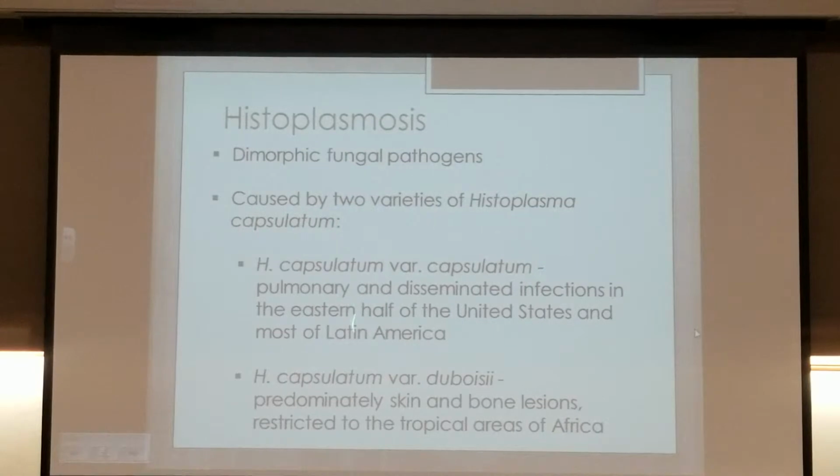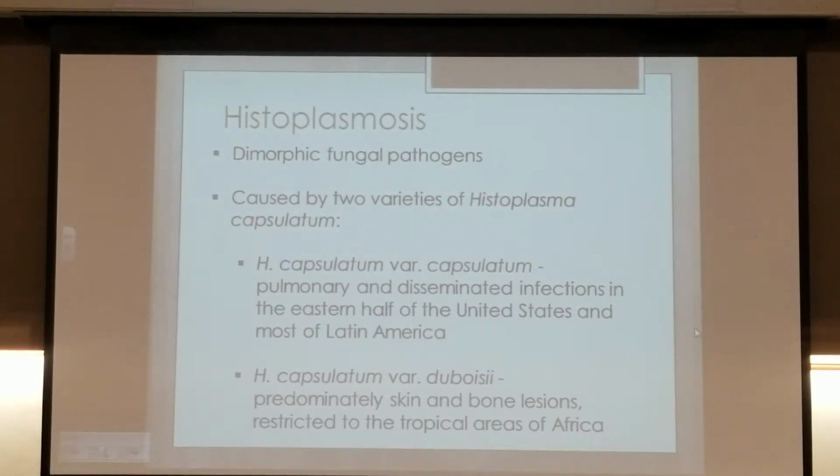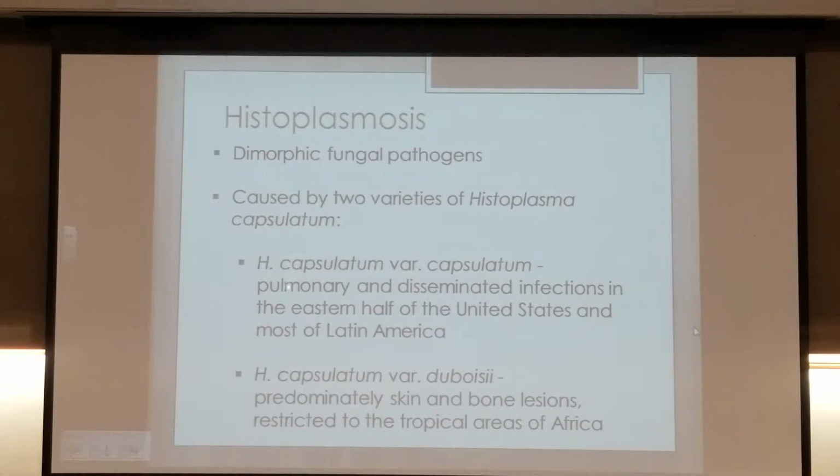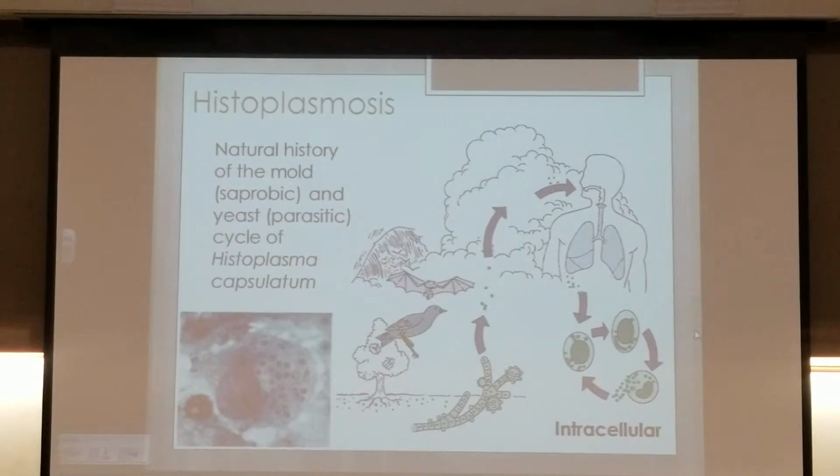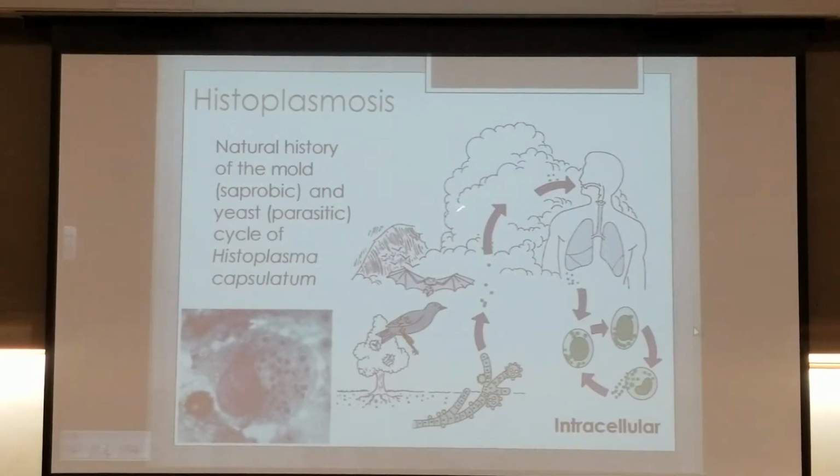Histoplasmosis, so remember this is dimorphic, two varieties of capsulatum. Remember which one we have in the States. Capsulatum, very easy to remember. We have capsulatum capsulatum. This duboisii is actually in the tropical areas of Africa. And remember that in the US, this is going to cause pulmonary and disseminated infections. So remember this diagram because it pretty much tells you three at least of the key things I want you to know, which is, where does it like living? If you've got birds and bats, high nitrogen content, that's where it likes. You can see the spores.